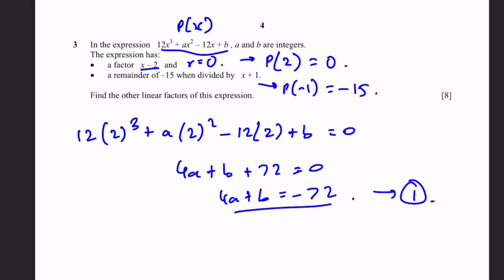Now what about the second one? We have P of minus 1 is negative 15. So we just substitute minus 1 into the equation.